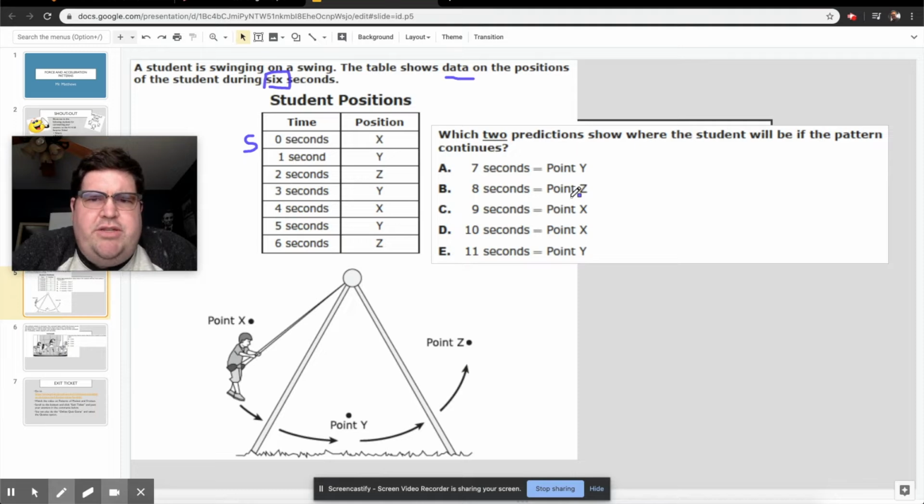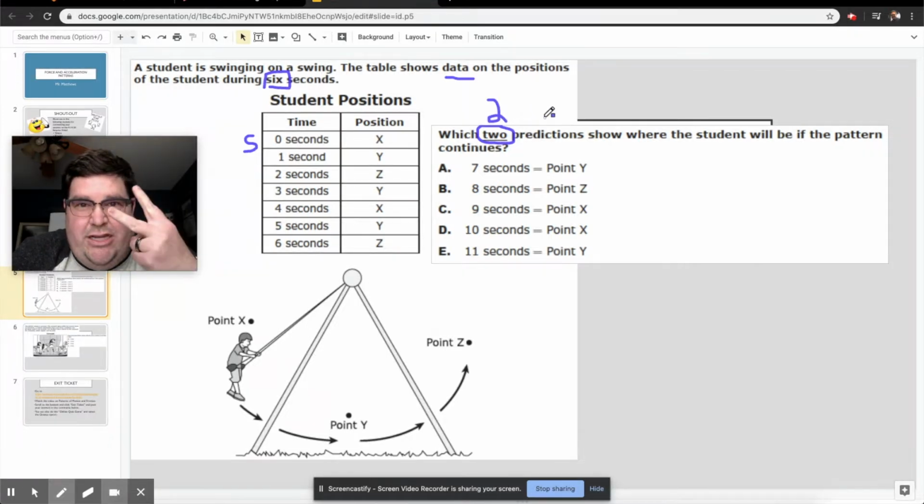Which two predictions? That's nice that they underline that for us, but I'm going to circle it. And I'm going to write a number 2 above there, because that's going to let me know that I need 2 answers, not just one. Which 2 predictions show where the student will be if the pattern continues?